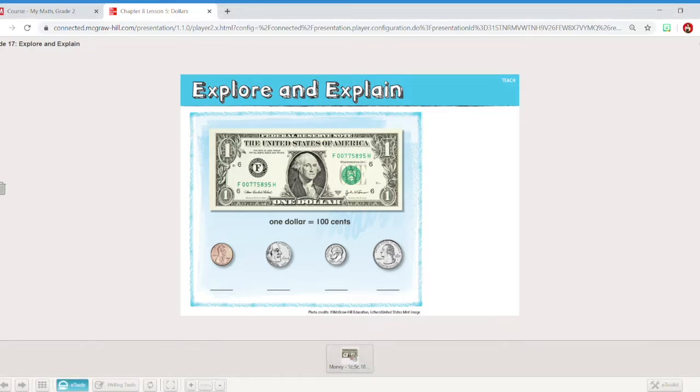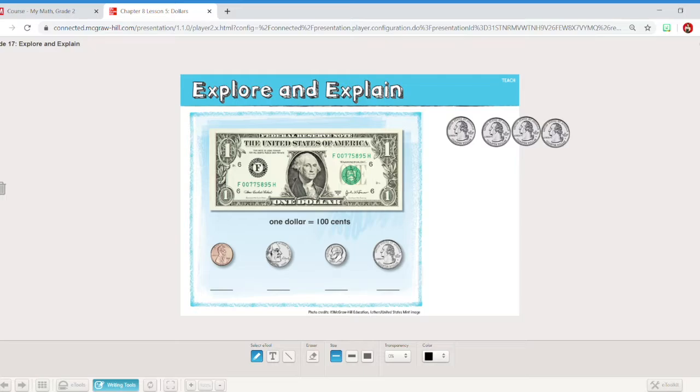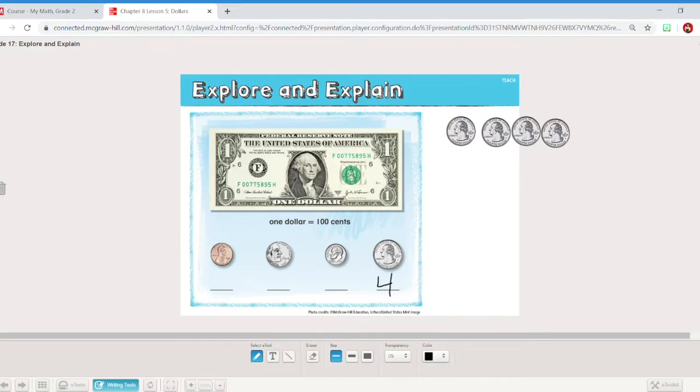So I'm going to start with quarters, because those are easier for me to count here. I'm going to pull them out. I'm going to count 25, 50, 75, 100. 100 cents equals $1. So I needed 4 quarters. Let's record that. Great mathematicians want to record their work. Let's go back in now.